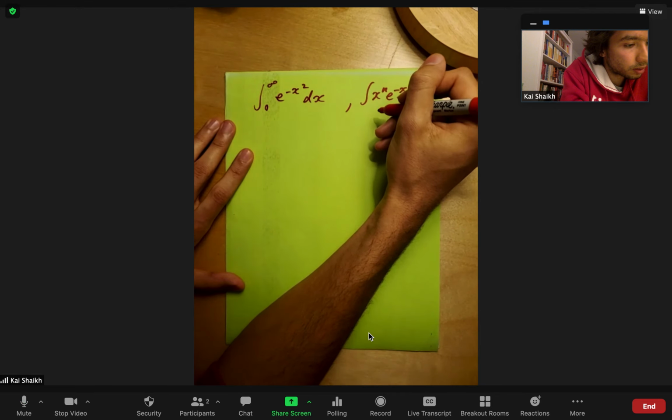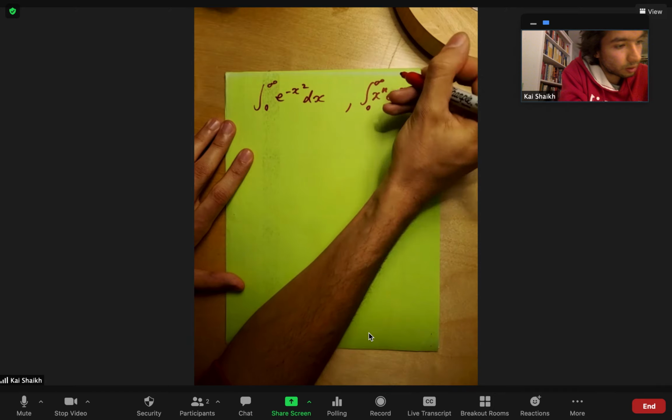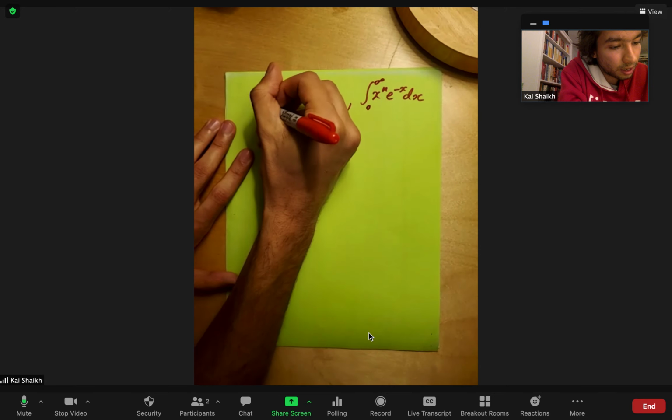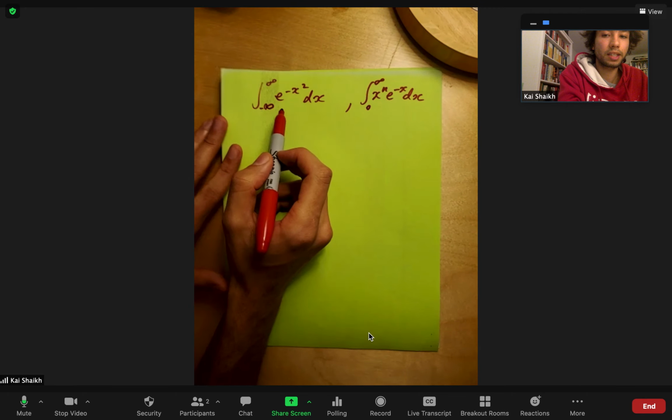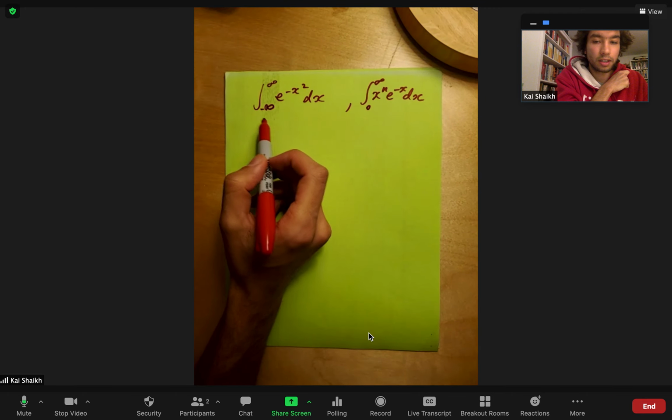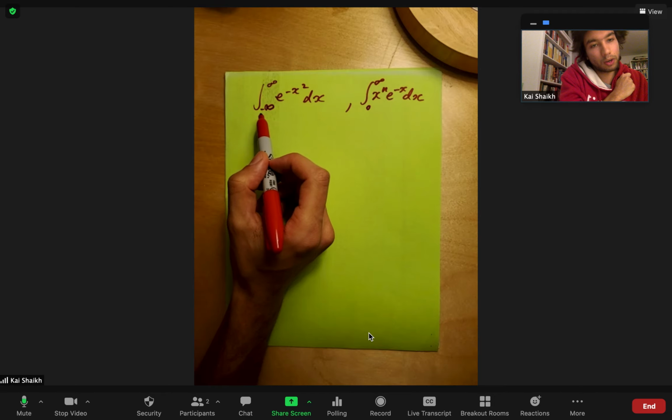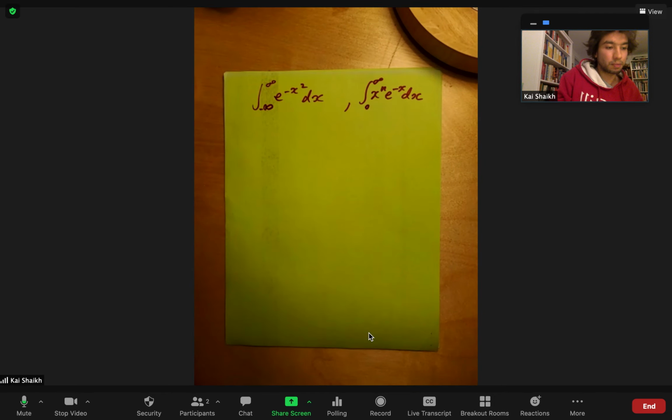This is a typo. This should actually be negative infinity. Although, of course, since e to the minus x squared is an even function of x, this is just twice the integral from 0 to infinity. So we won't worry too much about that.